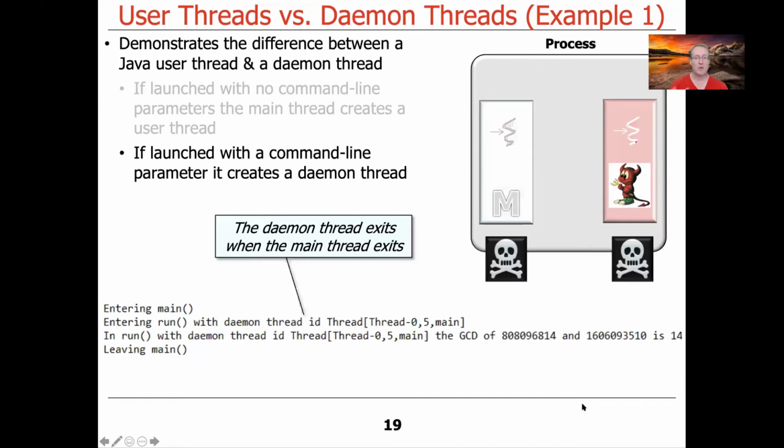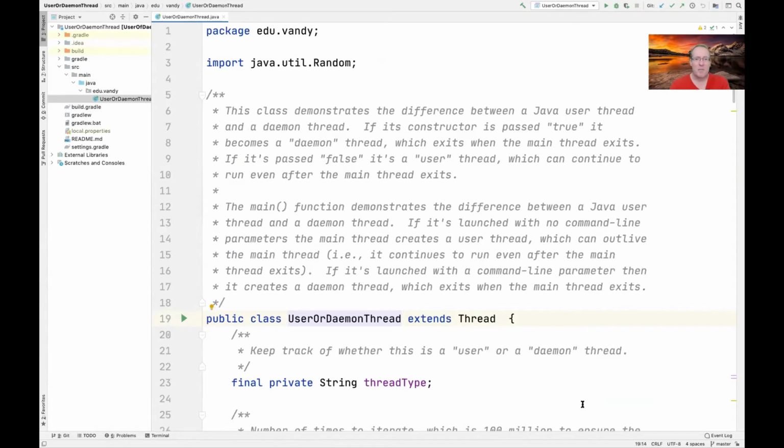And as we'll see, when the main thread exits, the daemon thread will also exit. So let's go ahead and switch over and we'll see how this actually works in practice. So here is my project file for IntelliJ, which is containing the user or daemon thread project. And this is going to demonstrate the difference between a user thread and the daemon thread.